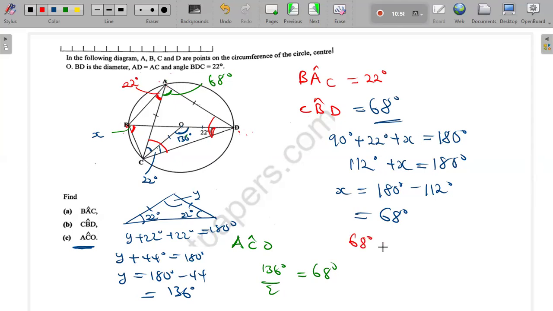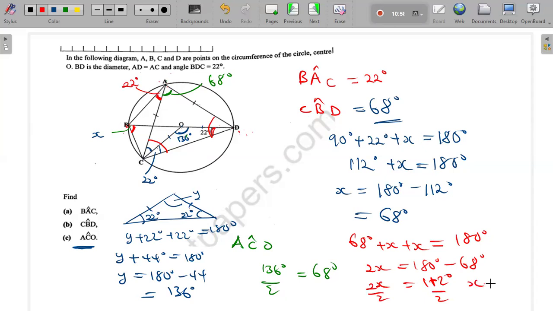Then you have x, and we name it x. So we have x plus x is equal to what? 180 degrees. And then you have 2x is equal to 180 degrees minus 68 degrees. That gives me 112 degrees over 2x. Divide by 2, x is going to be equal to 56. So this will be 56 degrees.